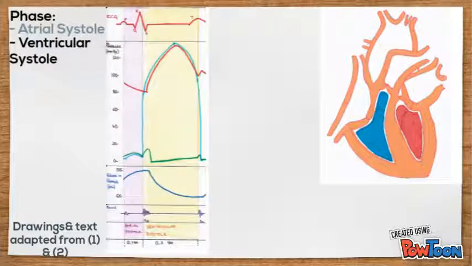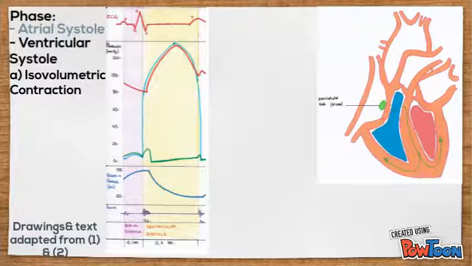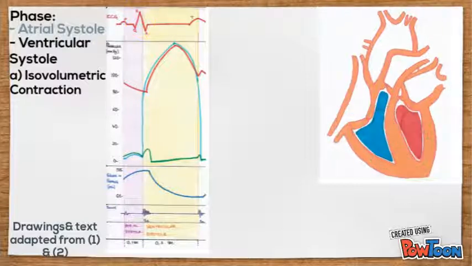This phase has two parts, with first of all isovolumetric contraction, where a depolarization of the AV node, represented by the QRS complex on the ECG, triggers contraction of the ventricles. For a small period, the SL valves are closed, and since all four valves are closed, no blood is ejected and the ventricles contract with the same blood volume.